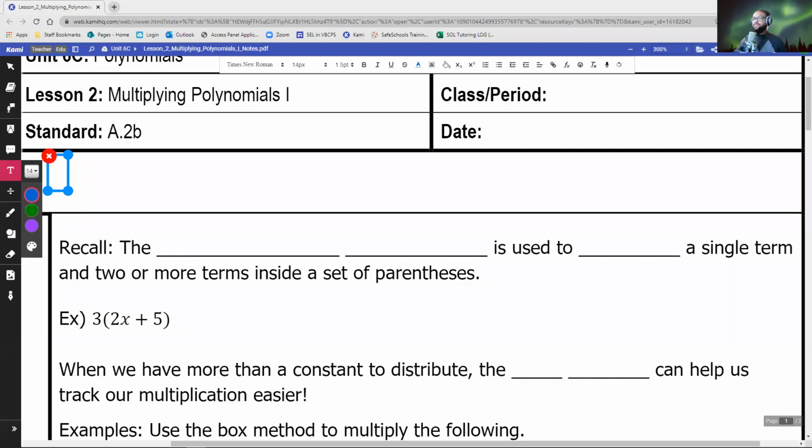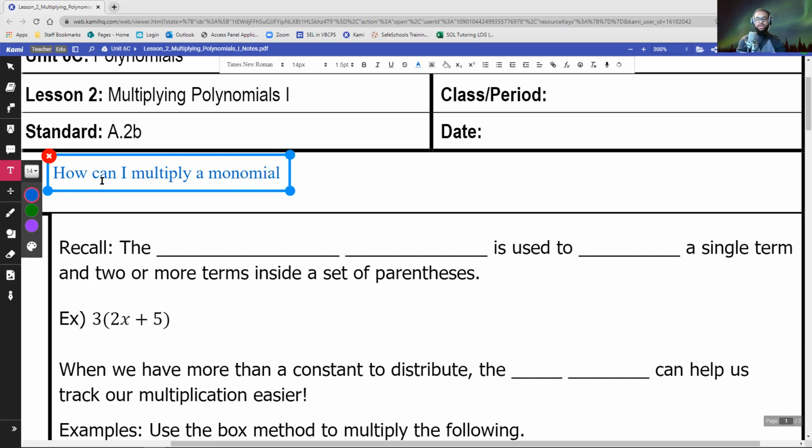All right, here we have it. So this is lesson 2. This will be in the lesson 3 folder, I believe, but this is the second set of notes we have. So lesson 2, second thing we're learning for this unit. And as usual, we start with our essential question, which is going to be, how can I multiply a monomial by a polynomial?